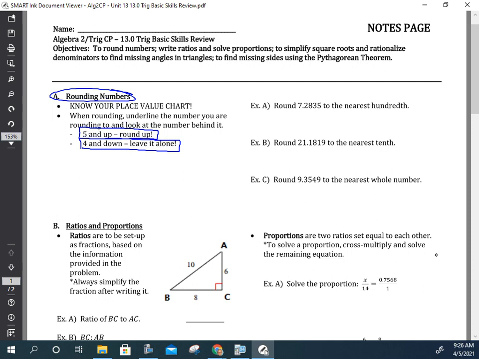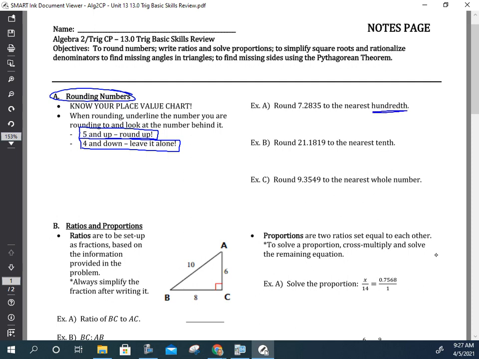There are 3 examples that we're going to look at. Definitely ask questions if you have questions. Otherwise, I get to assume that you know what you're doing. So example A. Round 7.2835 to the nearest hundredth.